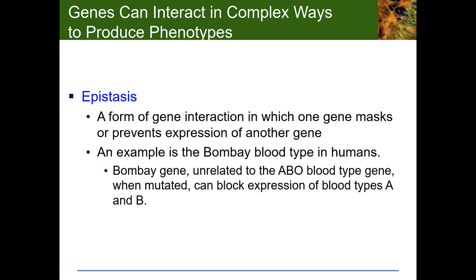Okay, finally, epistasis, a form of gene interaction in which one gene will mask or prevent expression of another gene. It could turn something on or turn something off. Somehow, expression of a gene could be masked by another. An example is the Bombay blood type in humans. The Bombay gene, which is unrelated to the ABO blood type gene, when mutated, can block expression of blood types A and B, and so they look different than what you would normally expect.